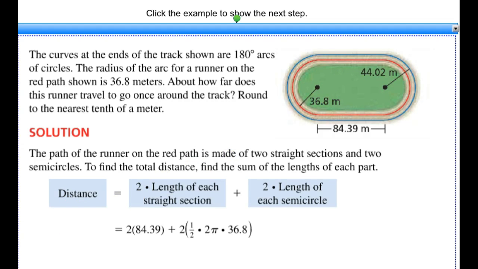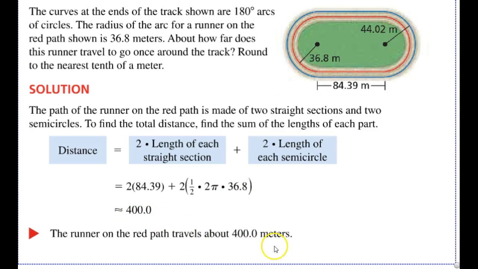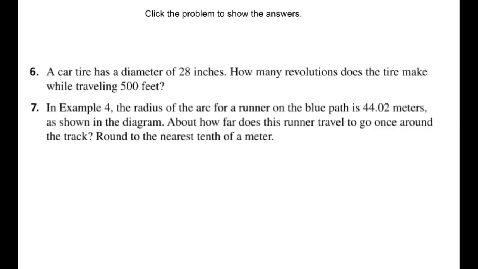So let's figure out what we've got. I know I have to do 2 of the straight sections, so this one and this one, which I can plug in as 84.39. And then I know I have to do 2 of these half circles, or one entire circle, and I'm given the radius here. Now I can plug it in and see that it's about 400 meters. So here are some for you to try, just to see how you can do with these.